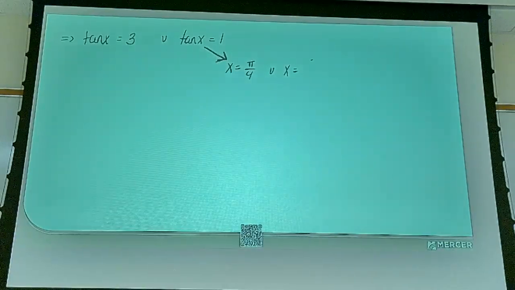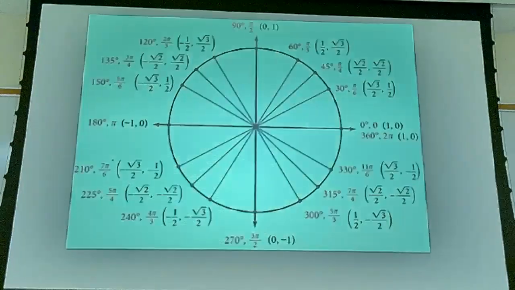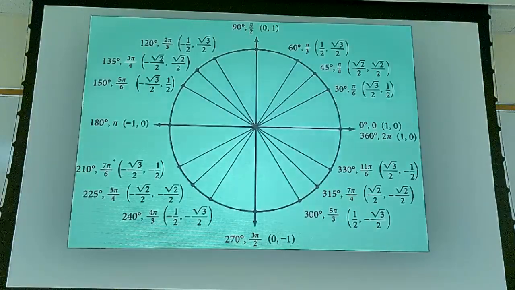Now tangent equals 3. Again, you have to keep in mind tangent's y over x. So you're looking for a point where the y coordinate divided by the x coordinate gives you 3. And there are no points. That doesn't mean the solution doesn't exist. Remember, tangent can be all real numbers. It's just not an angle that's located on the unit circle.